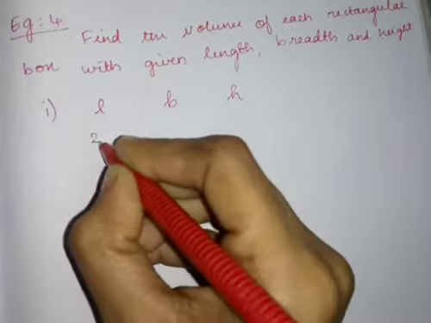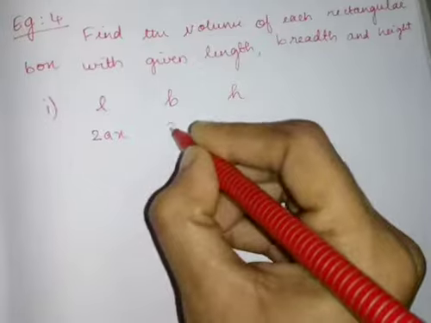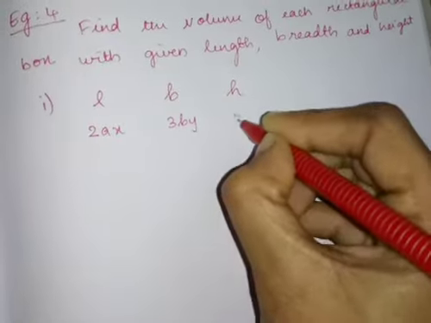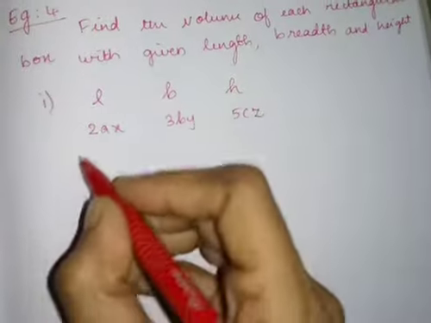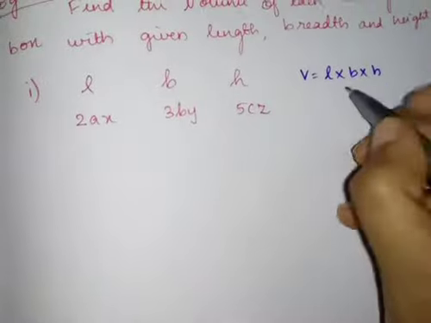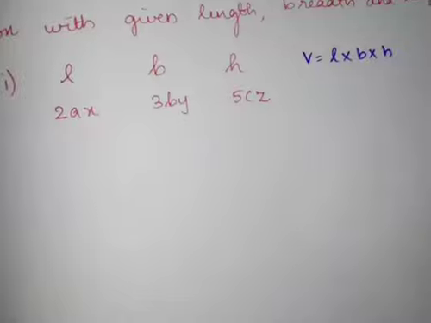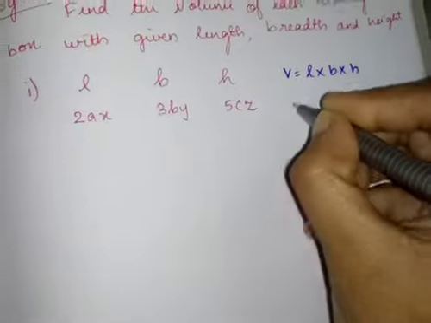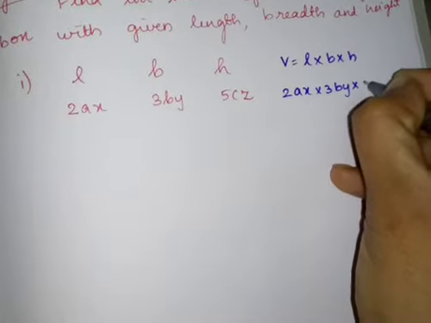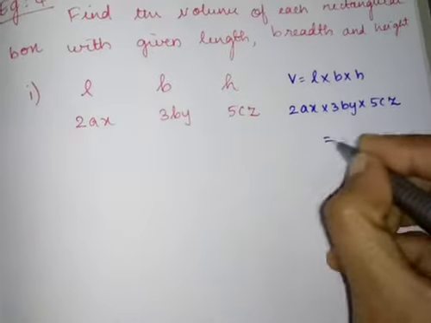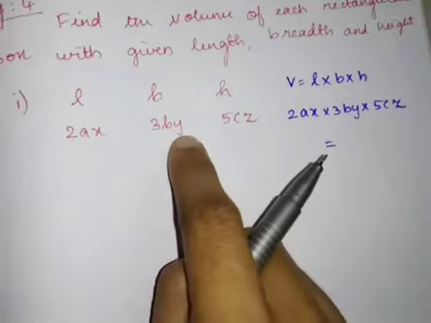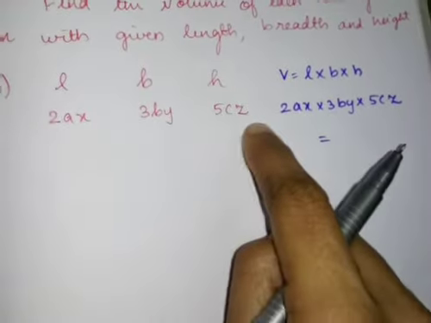So the length is 2ax, the breadth is 3by and the height is 5cz. First question: when it comes to volume, we have to do length into breadth into height. Only then will you get the volume of that particular rectangular box. So multiply these three things: 2ax into 3by into 5cz.